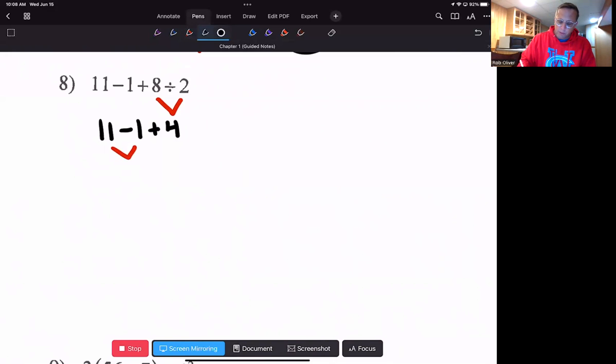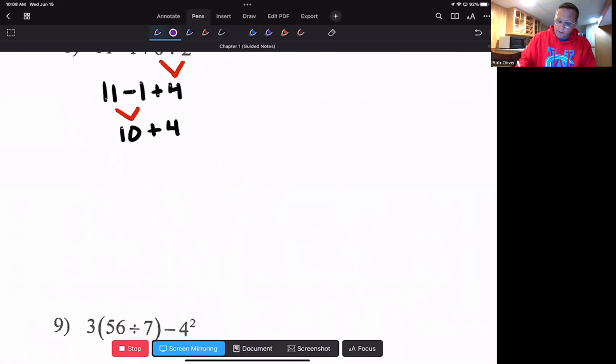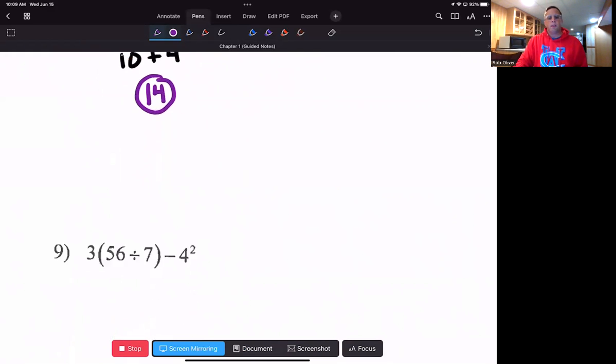Left to right. So 11 minus 1 is 10. Drop down the +4. And that's easy. That's going to be 14. There you go.